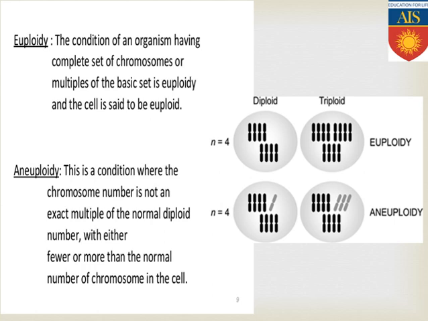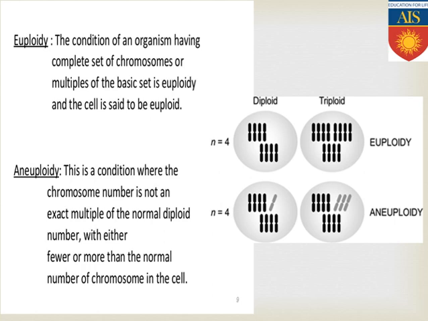And if two more chromosomes are added to the normal chromosomal configuration, then it becomes 2n plus 2, that means tetrasomy condition. So aneuploidy is overall the condition when a single chromosome or more than one chromosome is added to or subtracted from the actual set of chromosomes. That is called aneuploidy.